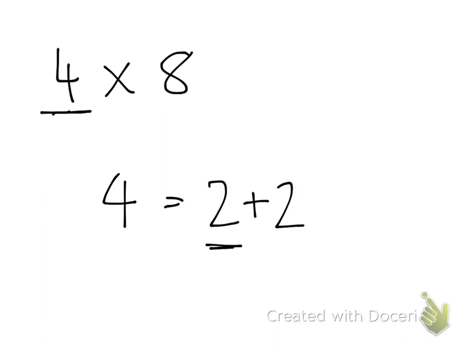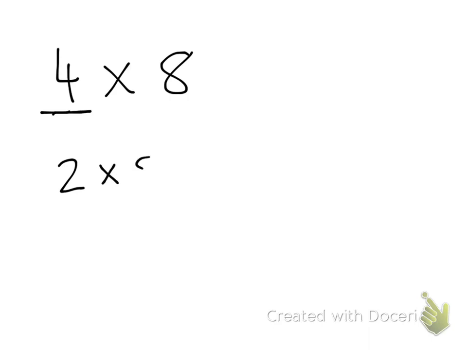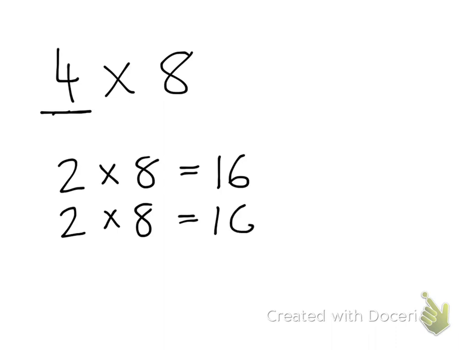Now the 2 times tables is easy. So if I can keep it in the 2 times tables, I will. So instead of going 4 times 8, I'm going to go 2 times 8 and 2 times 8. What's 2 times 8? Well, 8 plus 8 is 16. So 2 times 8 is 16. And this one will be 16 as well.